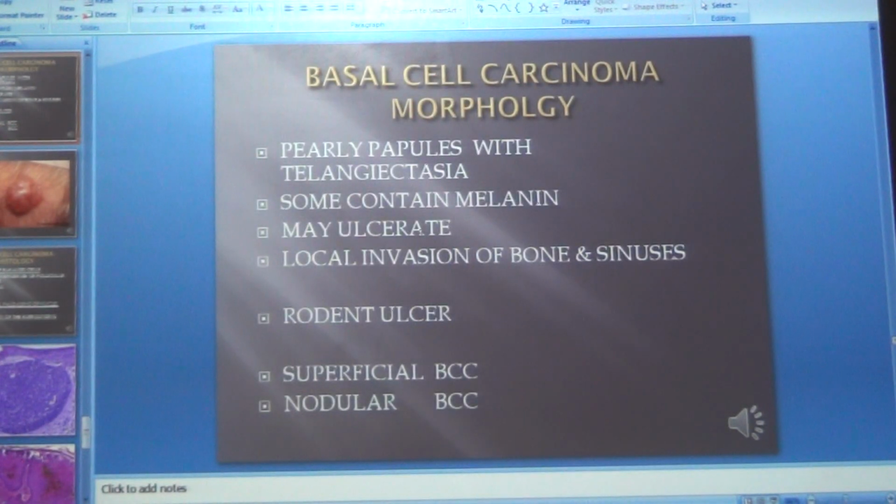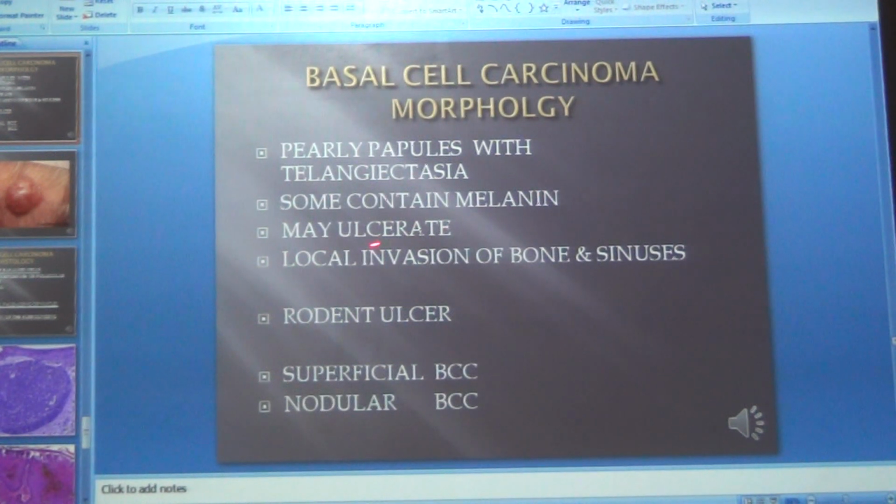Morphology: pearly papules. In the previous slide I showed you pearly, shiny papules with telangiectasia, dilated vessels on the surface of the papules. Some of these basal cell carcinomas may contain melanin, therefore they appear blackish. This is called pigmented basal cell carcinoma, and it can be confused clinically with melanoma. Sometimes clinicians make the mistake of labeling a pigmented basal cell carcinoma as melanoma.